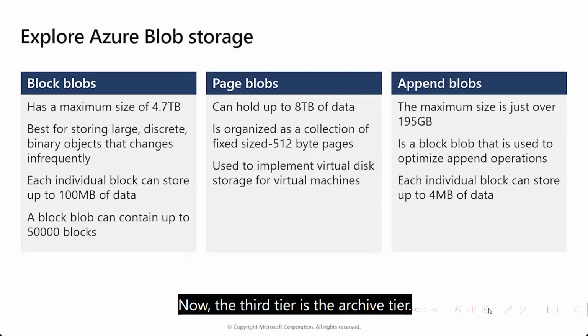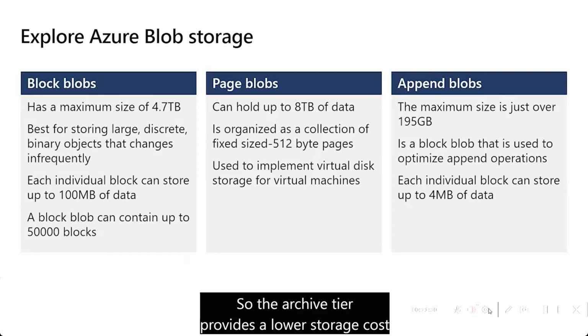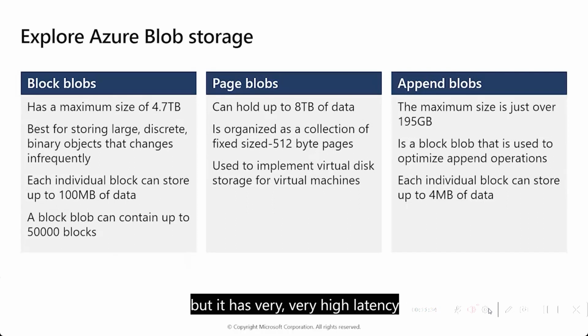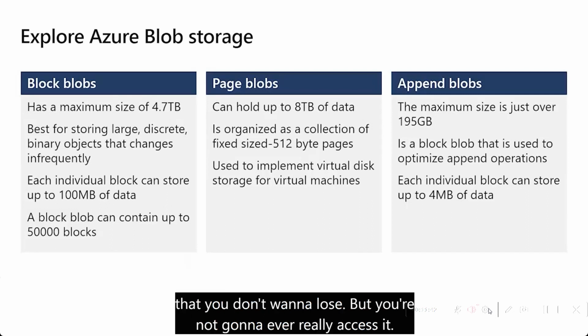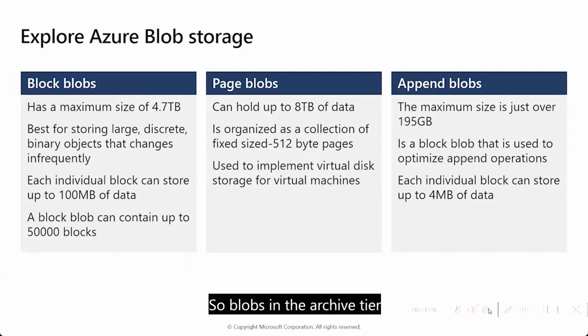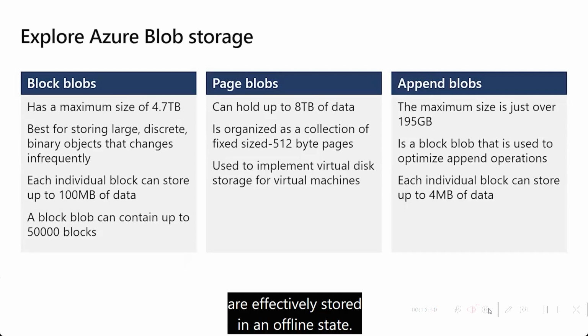Now, the third tier is the archive tier. So the archive tier provides the lowest storage costs, but it has very, very high latency, because the archive tier is essentially intended for any historical data that you want to keep, that you don't want to lose, but you're not going to ever really access it. So blobs in the archive tier are effectively stored in an offline state.